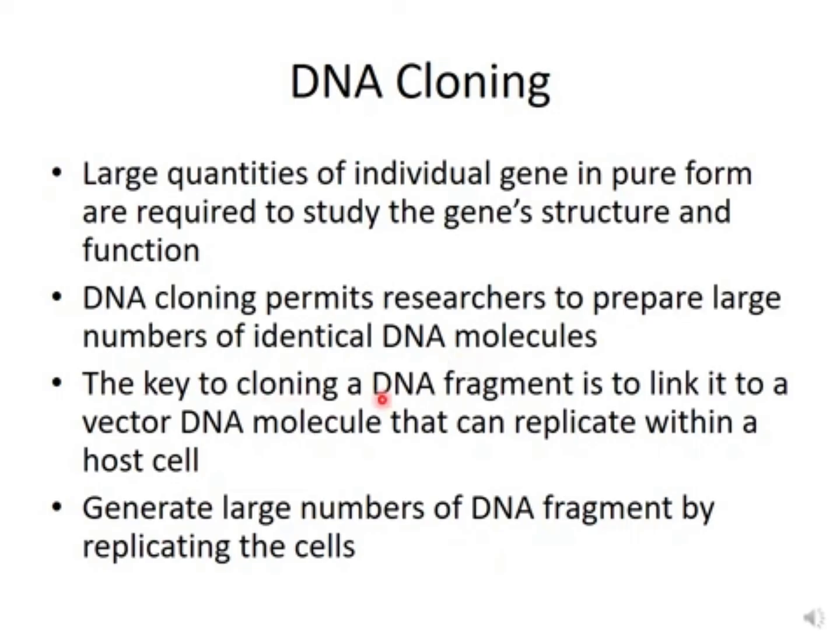The key to cloning a DNA fragment is to link it to a vector DNA. This vector DNA molecule can replicate within a host cell. So this DNA segment is inserted into a vector. That vector can make multiple copies of itself in a certain host cell. This could allow us to generate large numbers of DNA fragments by replicating the cell itself as well. So not only does the DNA segment in the vector replicate itself when the vector is replicated, but the vector is more replicated when the cells themselves divide into more than a single cell.